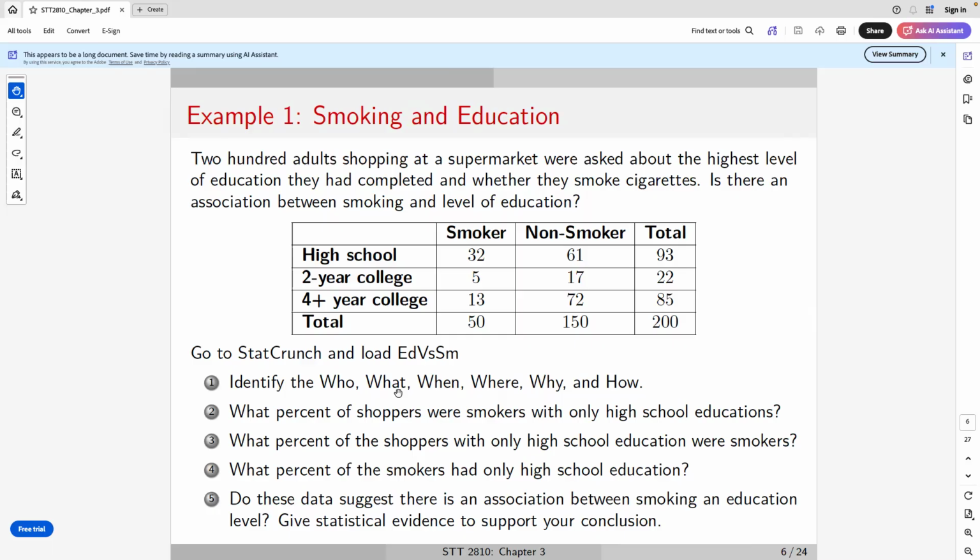Sydney. Exactly. So what is the what? The smoking status and also the level of education. Do you all agree with that? Okay. How about the when? Jenny. You all agree with that? Okay. How about the where? Charlotte.